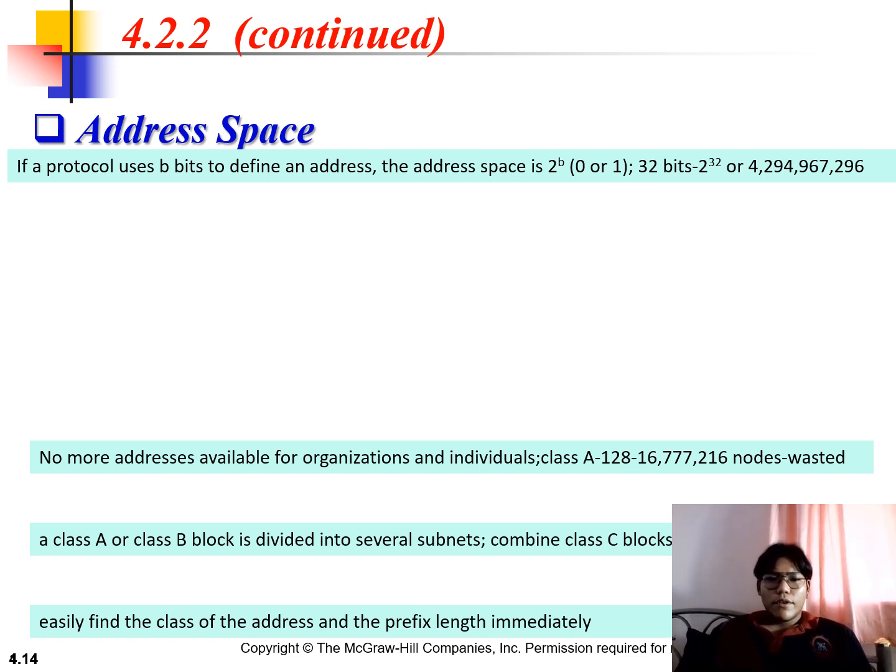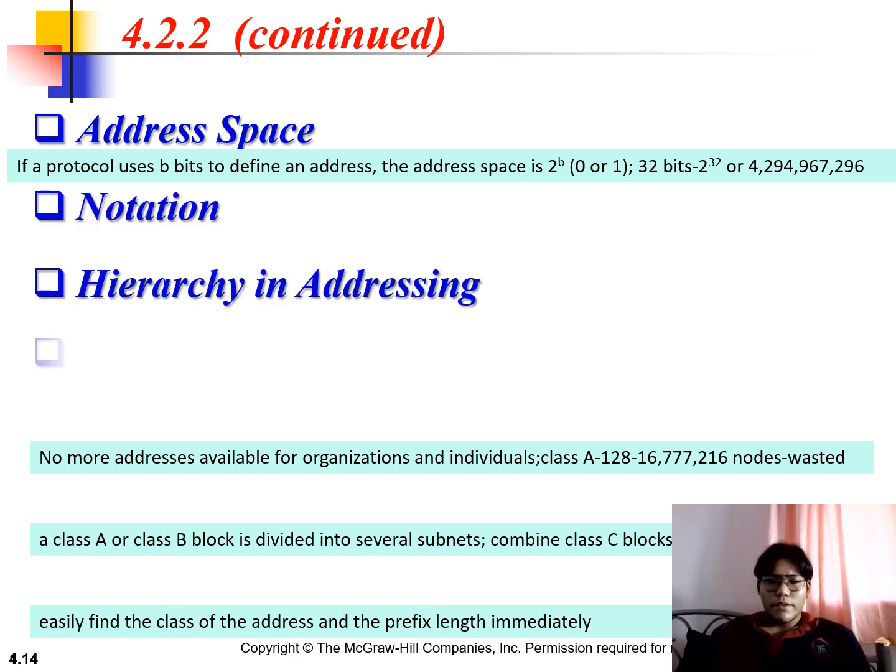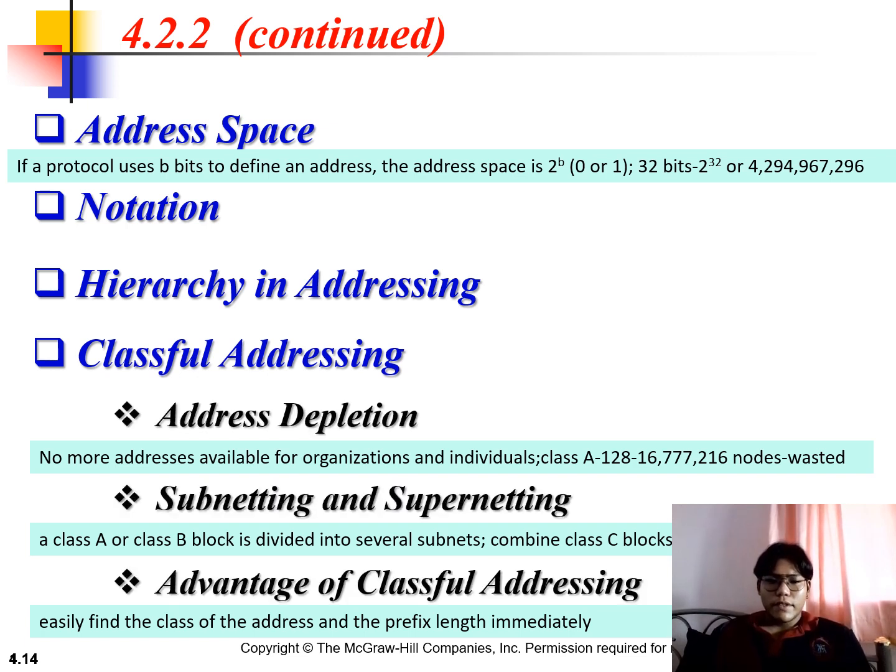Address space. If a protocol uses B bits to define an address, the address space is 2^B. Each bit is 0 or 1, so with 32 bits the address space is 2^32. Notation. Hierarchy in addressing. Classful addressing. Address depletion: no more addresses available for organizations and individuals. Class A, 128 blocks of 16,777,216 addresses, and the rest. Subnetting and supernetting.